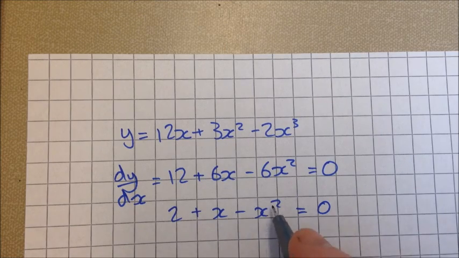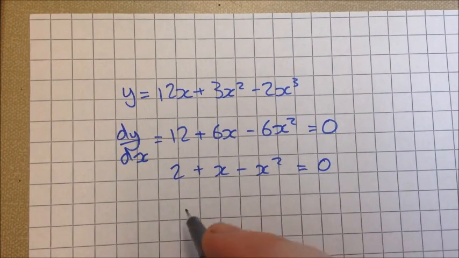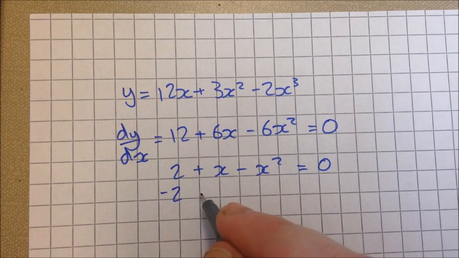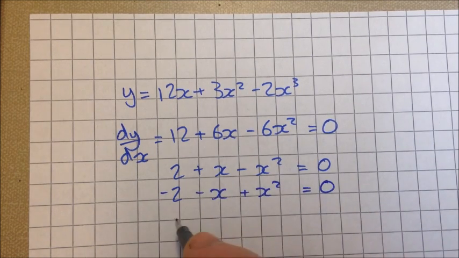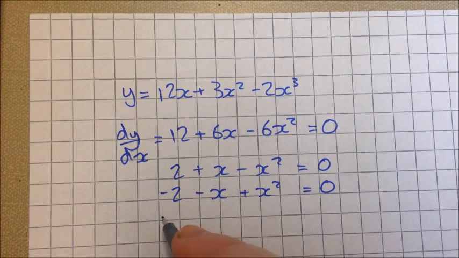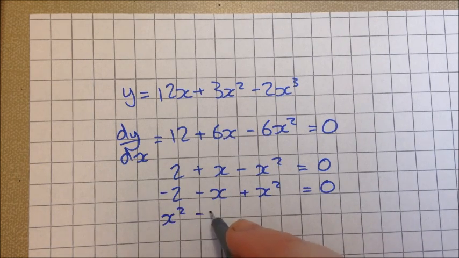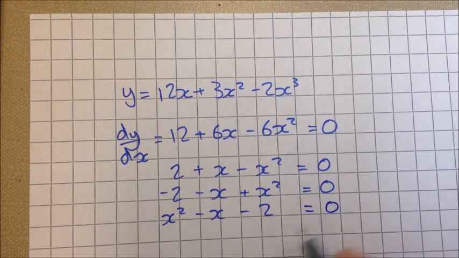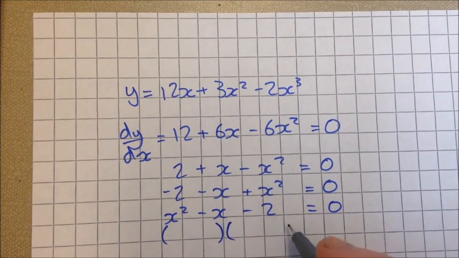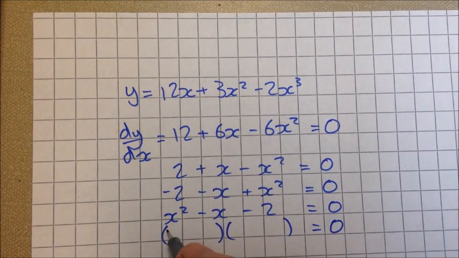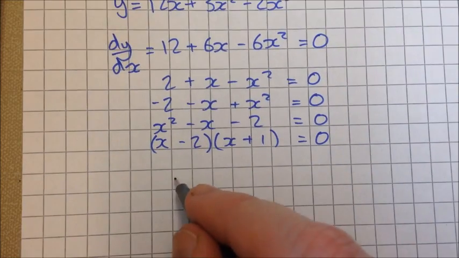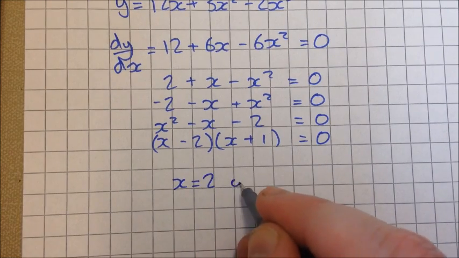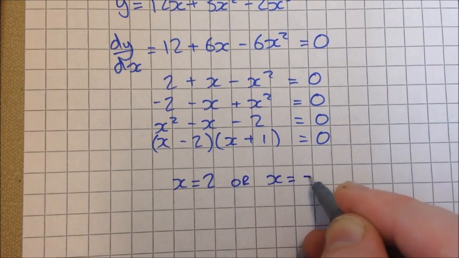Now I don't like this negative x squared, so I'm going to multiply everything by negative 1. That gets negative 2, take away x plus x squared equals 0. And if I just rearrange that so that the x squared appears first, x squared, take away x, take away 2 equals 0. Now, factorise that. So that's going to be x take away 2 and x plus 1. So that means your two solutions are x equals 2 or x equals negative 1.